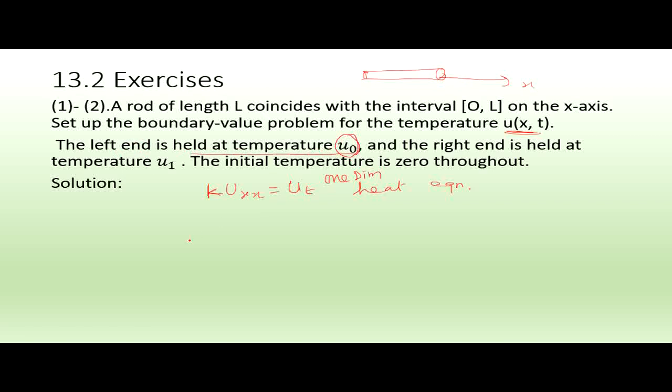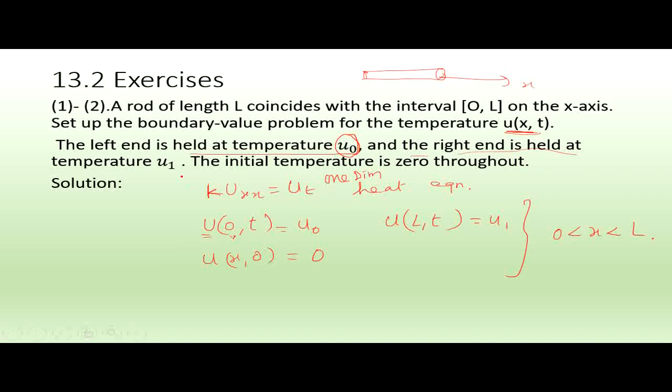How do you notate it? Left end: u of 0 comma t, the temperature is u0. x equal to 0 is the left end, x equal to L is the right end, isn't it? And the right end is held at temperature u1, so u of L comma t is equal to u1. And the initial temperature u of x can be anything, but when time is 0, the initial temperature is 0. All these conditions hold in the interval 0 less than x less than L.